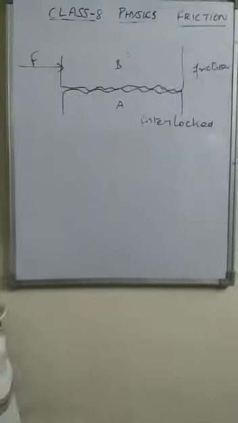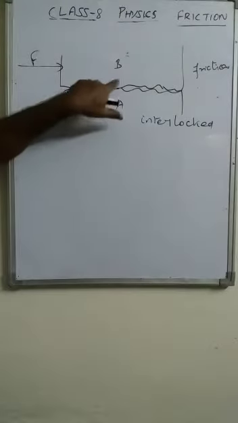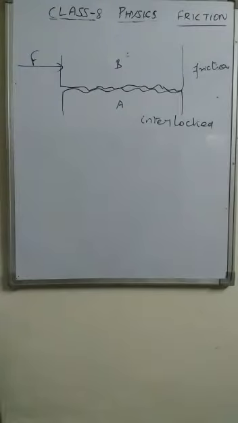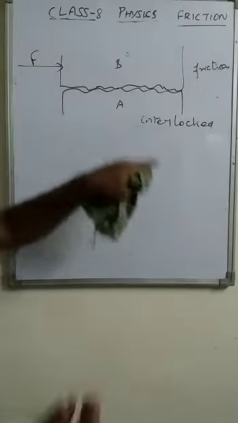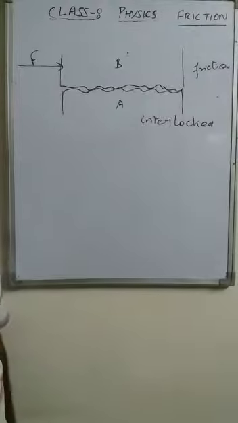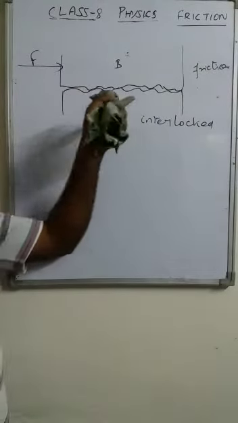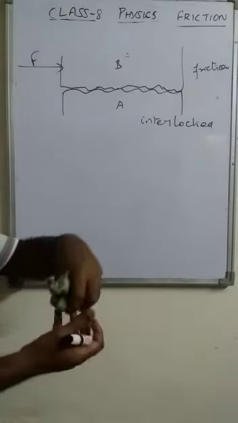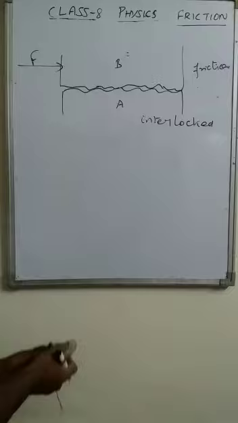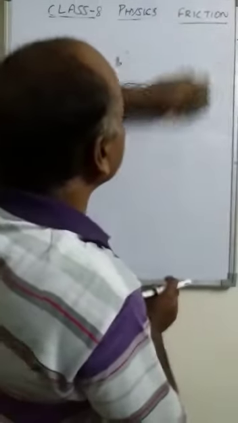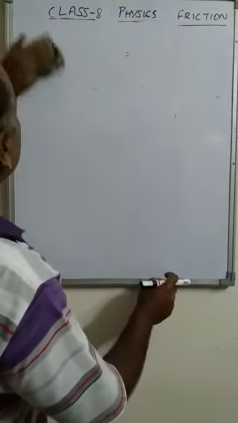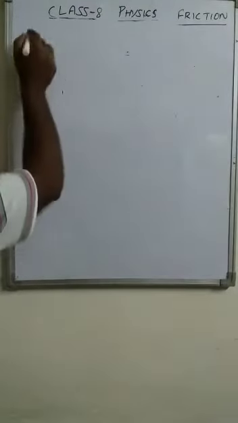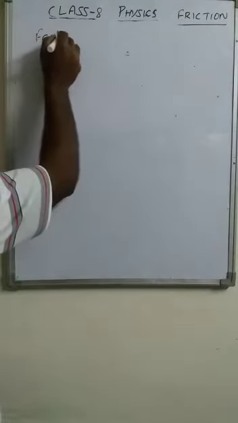Now we will see that the friction between two surfaces depends on some factors. If the interlocking is stronger, the friction is greater. If the interlocking is weaker, the friction is less. And the strength of interlocking depends on some factors that we will see one by one. Here, factors on which friction depends.